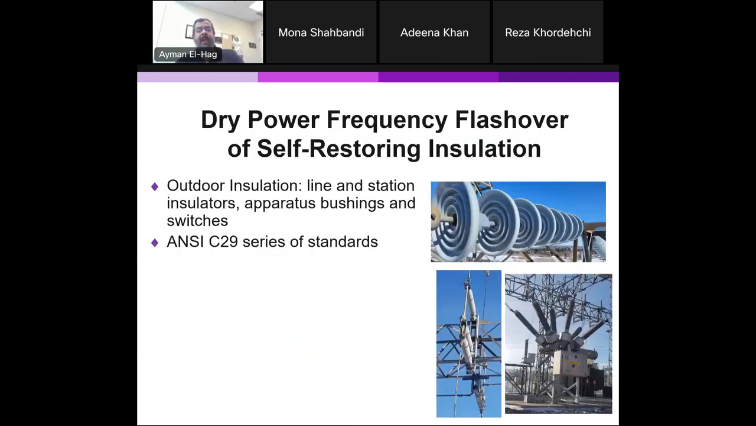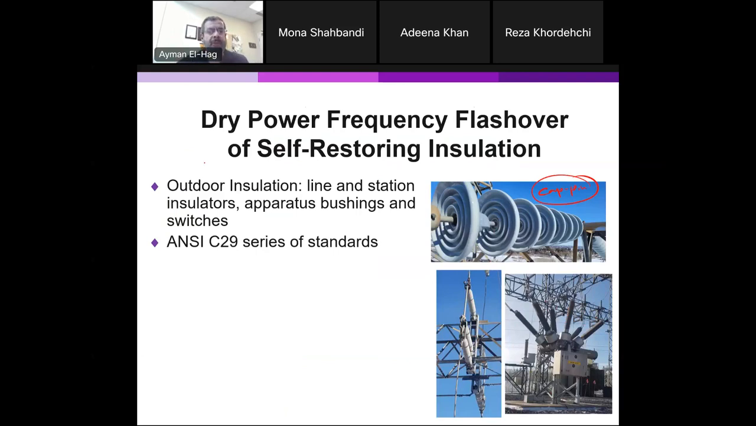Now, outdoor insulation systems are used in different applications. For example, this is what we call the cap and pin insulator. These are ceramic insulators. Here we have the insulators of load break switches. Here we have the insulators for the bushings of an SF6 circuit breaker. So the outdoor insulation system is used in many applications.